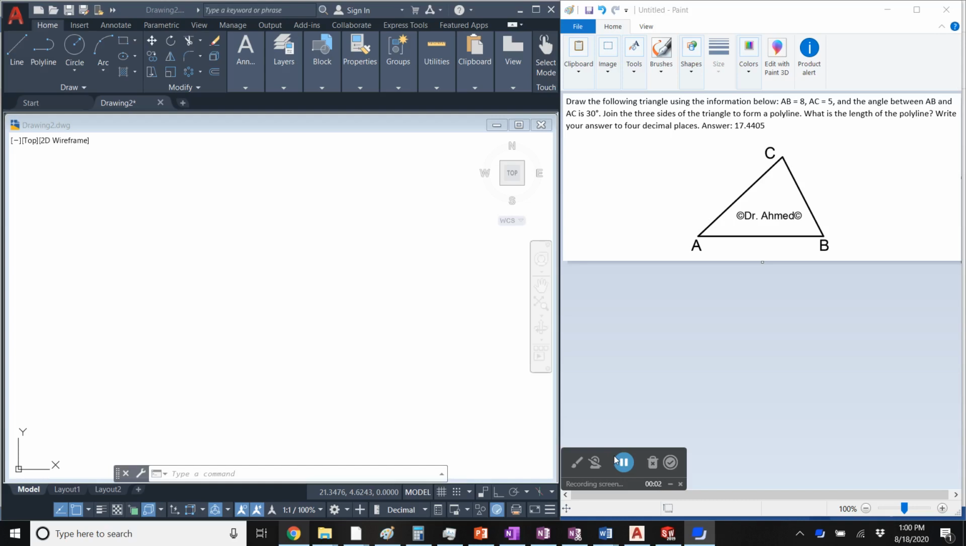Draw this triangle: AB equal to 8, AC equal to 5. The angle between AB and AC is 30 degrees. Join those three sides of the triangle to form a polyline. What is the length of the polyline?